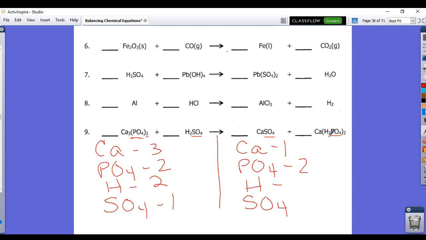H right here is 2 inside the parentheses. You've got to multiply by the 2 outside the parentheses, so that gives me 4. And then here we have SO4. It's not in parentheses, so that means it's 1. So right off we see calcium has 3 calciums, and over here there's 1.